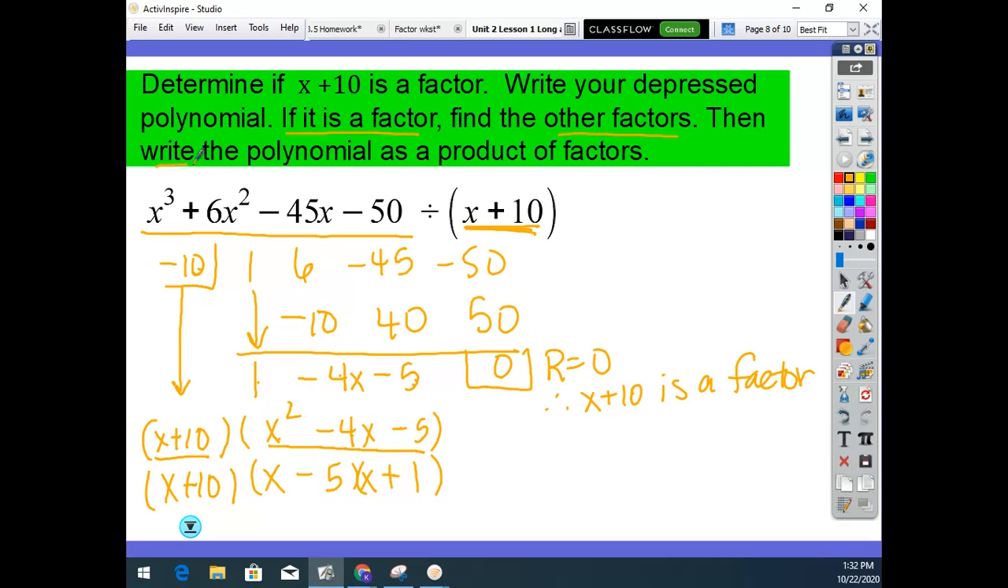It says write the polynomial as a product of its factors. These are the 3 factors of the polynomial. That should make sense because my degree is 3. I would expect to have 1, 2, 3 factors to match the degree.